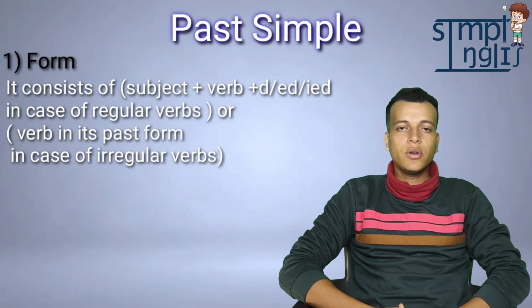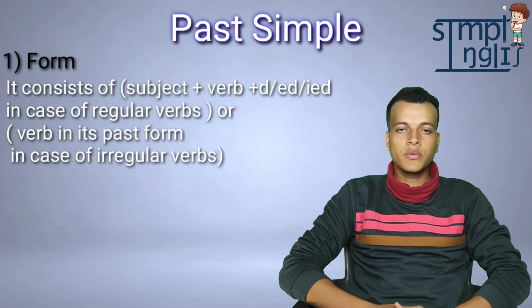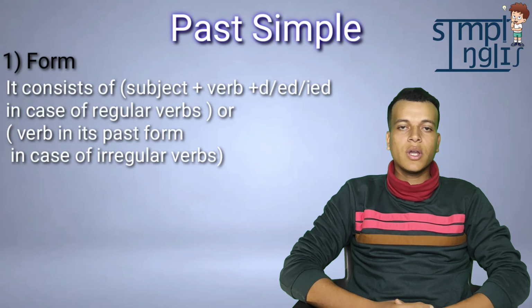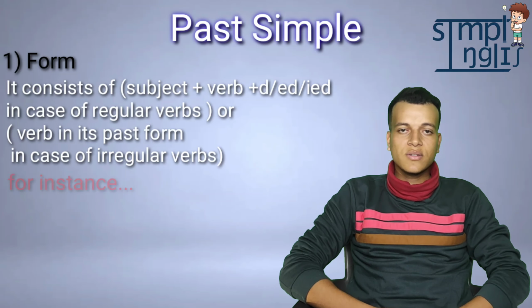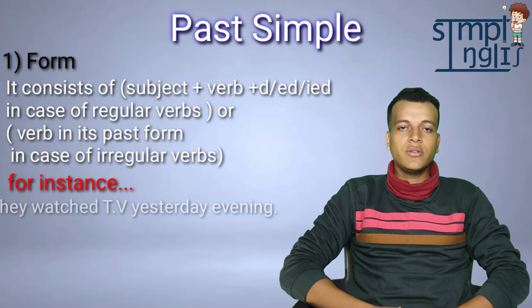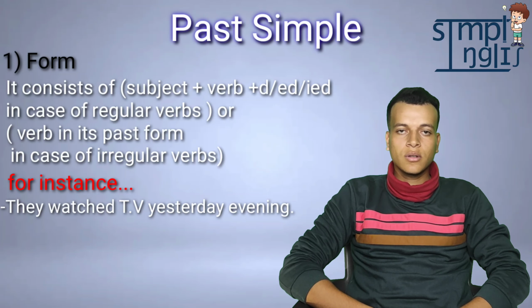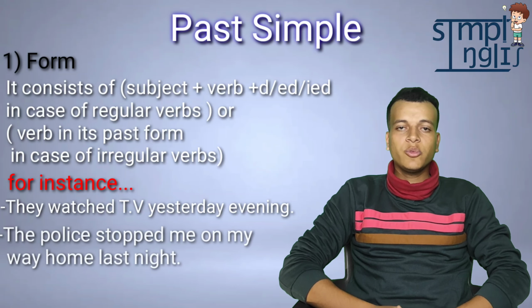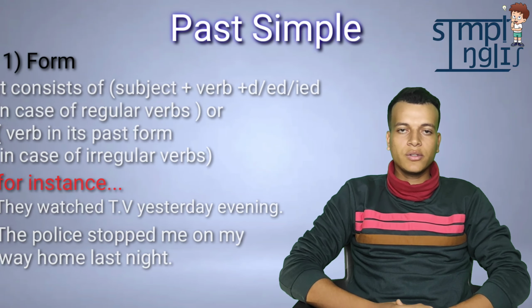With regard to the form, it consists of the subject plus the verb plus d, ed, ied in case of regular verbs, or plus the verb in its past form in case of irregular verbs. For instance, they watched TV yesterday evening. The police stopped me on my way home last night.